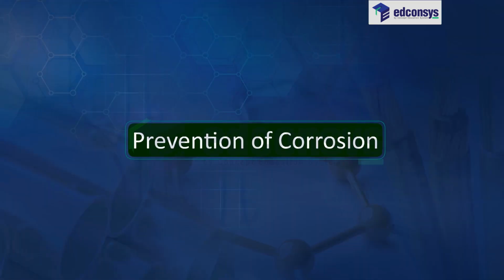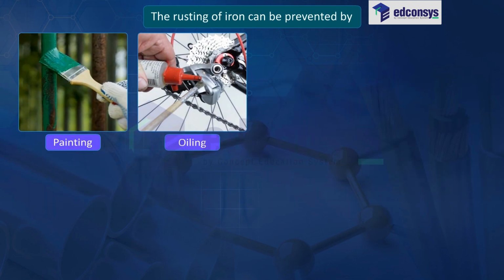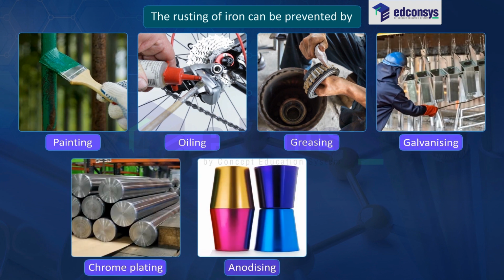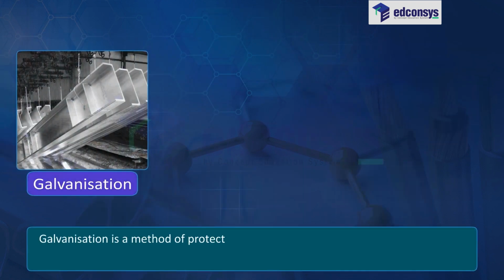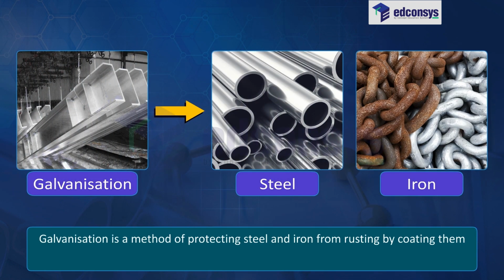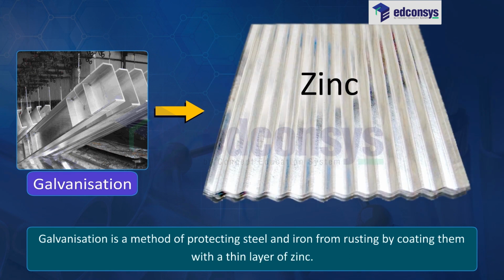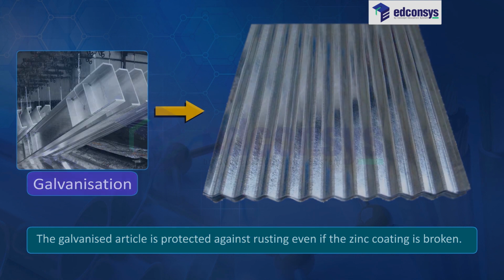Prevention of corrosion. The rusting of iron can be prevented by painting, oiling, greasing, galvanizing, chrome plating, anodizing, or making alloys. Galvanization is a method of protecting steel and iron from rusting by coating them with a thin layer of zinc. The galvanized article is protected against rusting even if the zinc coating is broken.